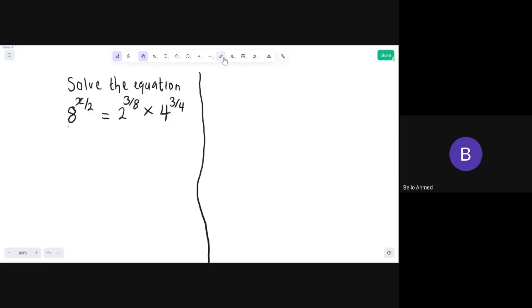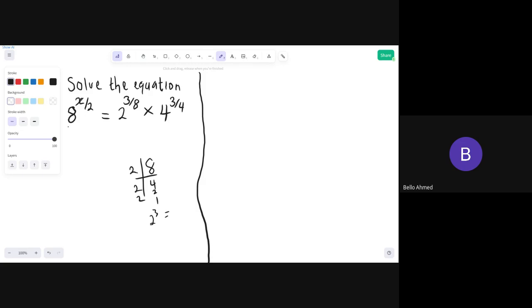And by now, everyone should be familiar with what we mean by breaking down. What we mean by breaking down is actually when you say 8, you do like this and say 2. 2 in 8 is going to be what? 4. 2 in 4 is going to be 2. And 2 in 2 is going to be 1. So you're going to have 2 raised to the power of what? 3 is equal to 8. So anywhere you see 8, you can put 2 raised to the power of 3. So that's what I mean by breaking down. And you can break down 4 as well to be 2 raised to the power of 2.